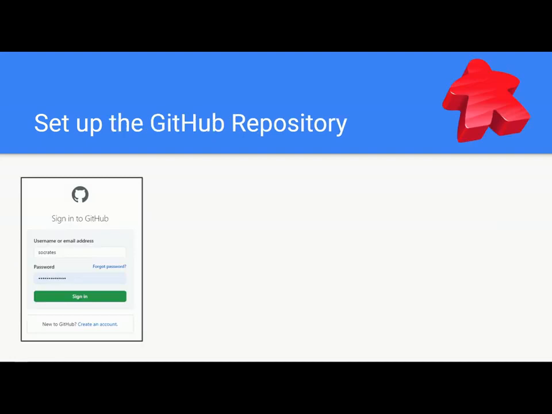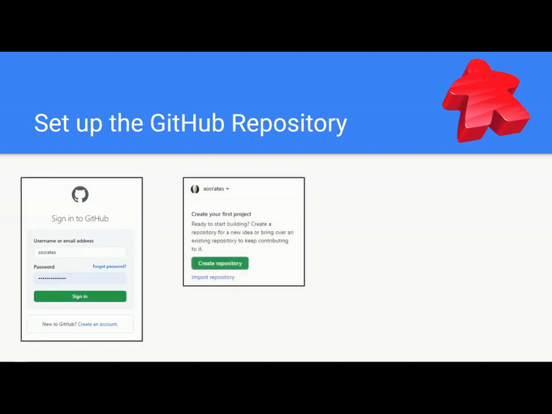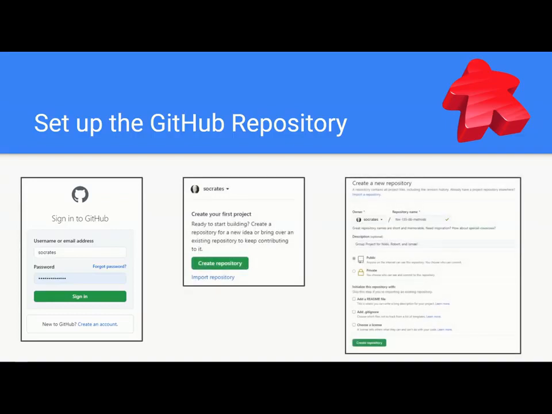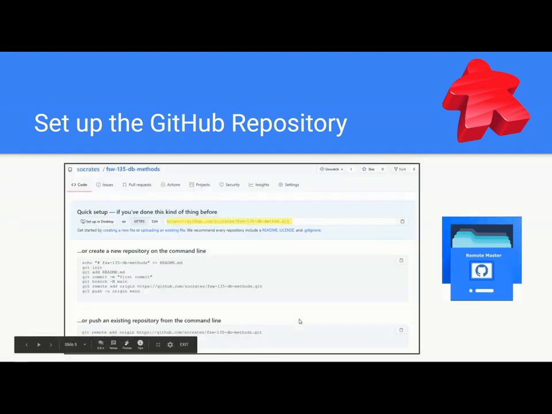Now the admin should log into GitHub and create a new repository, giving it a name that makes sense and an appropriate description. Make sure to make the repository public so that the other team members can easily access it. And then click the Create Repository button.